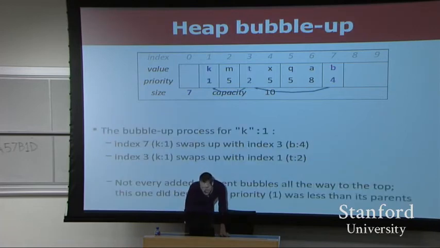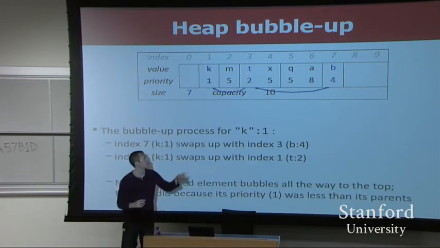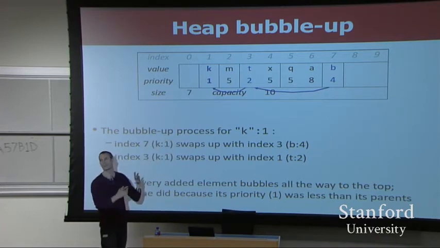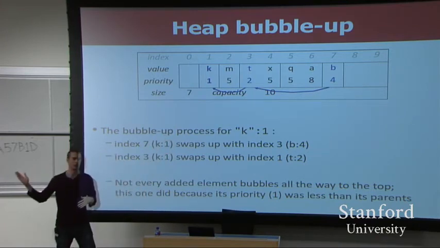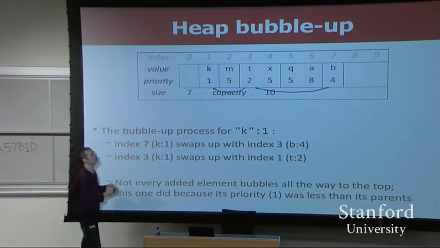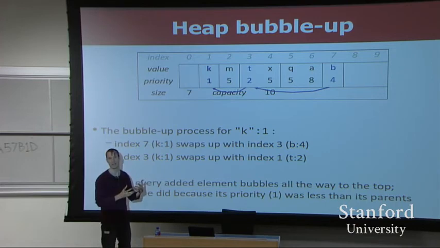So in this example, k swaps up from 7 to 3, and since it's still out of order at 3, it swaps up again from 3 to 1. The most you can ever swap up is all the way to 1, to the start. But after you finish doing this, you have maintained this ordering again that I said was important.